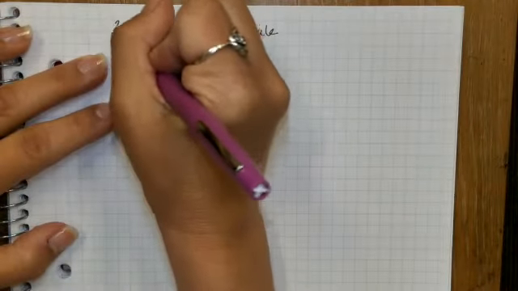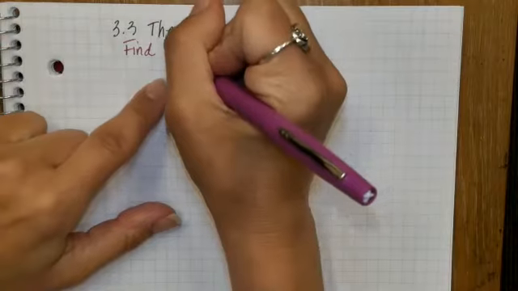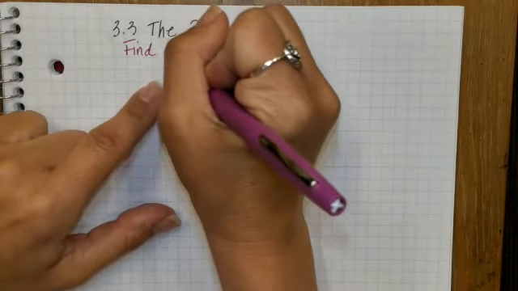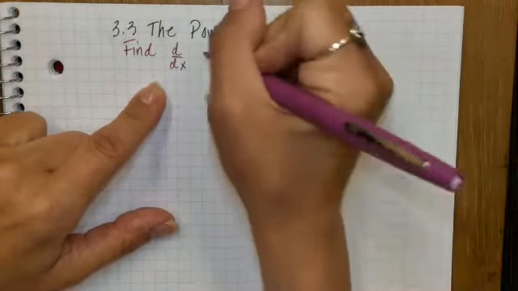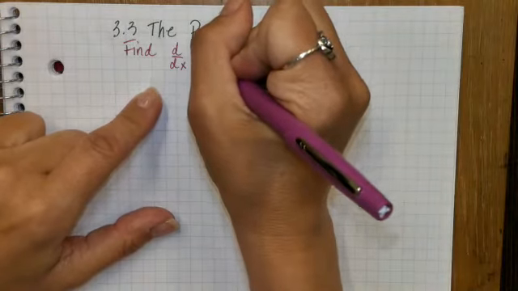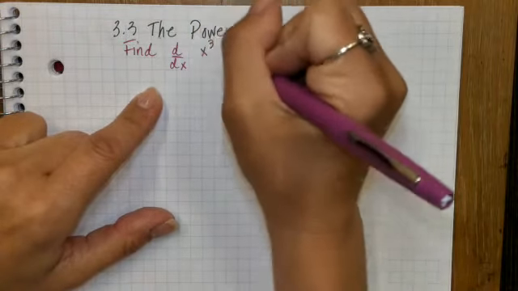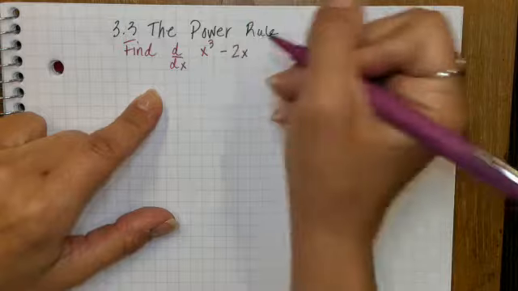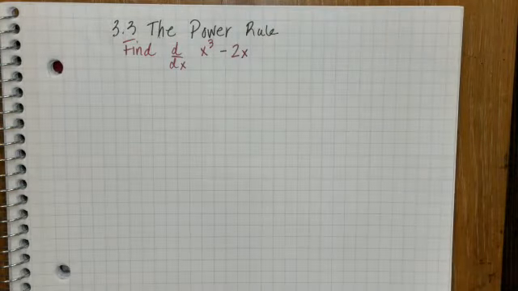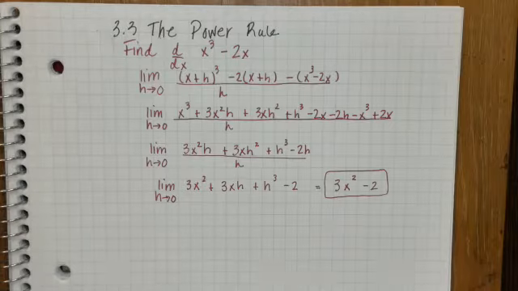I want you to find d/dx of, how about, x cubed minus 2x. So take a minute, pause the video, and give me an answer. Three x squared minus 2.